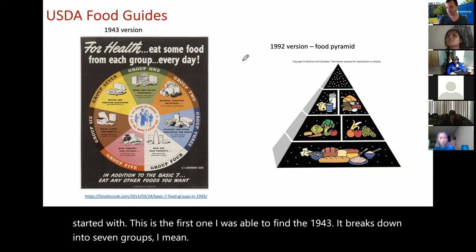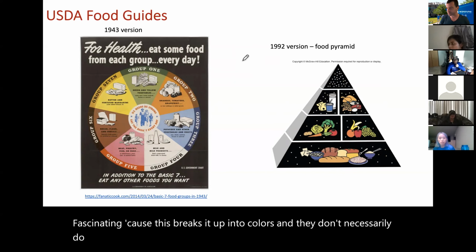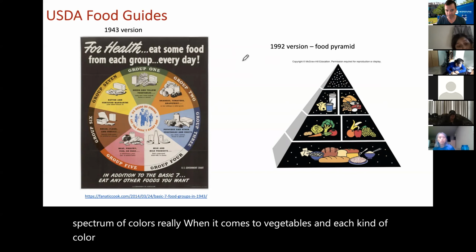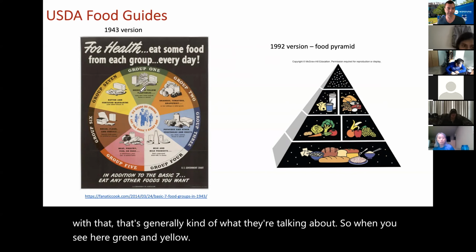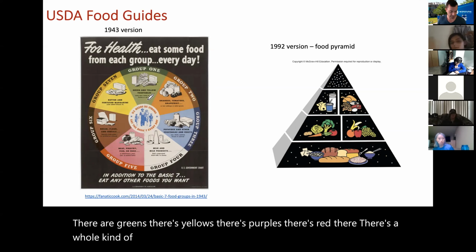fascinating, because this breaks it up into colors, and they don't necessarily do that anymore when it comes to vegetables, but there is a whole spectrum of colors really when it comes to vegetables, and each color has a slightly different nutritional profile. So if you play around with that, that's generally what they're talking about. So when you see here green and yellow, there are greens, there's yellows, there's purples, there's reds. There's a whole spectrum here when it comes to fruits and vegetables.